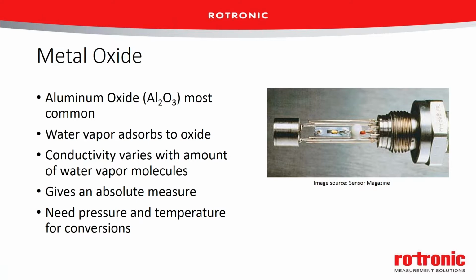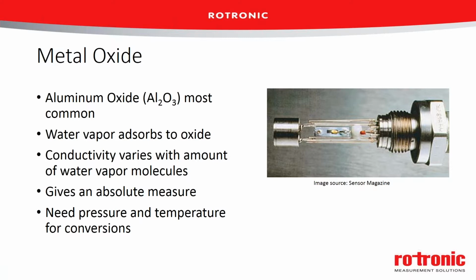These do measure directly the amount of water vapor present. They are not measuring relative humidity. If you have a metal oxide or an aluminum oxide sensor that's outputting relative humidity or dew point, that's being calculated. It takes the partial pressure of water vapor, a temperature, and usually a pressure, and calculates it. So it's an absolute measure. And again, you need temperature and pressure for conversions.